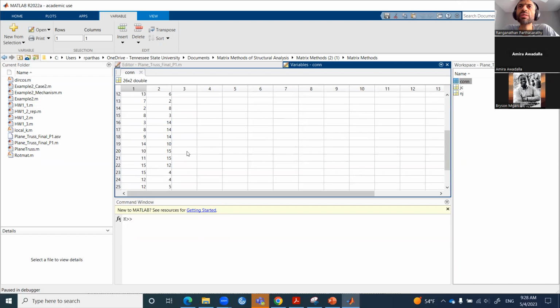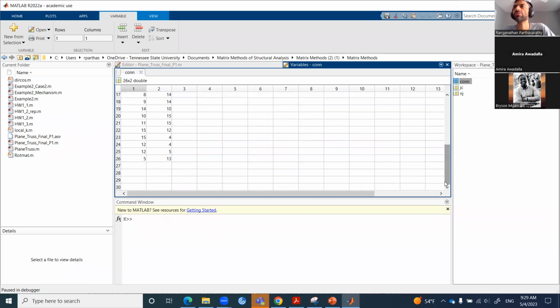Number 17, 8 and 14. Number 18, 9 and 14. Number 19, 14 and 10. Number 20, 10 and 15. Number 21, 11 and 15. Number 22, 15 and 12. Number 23, 15 and 4. Number 24, 12 and 4. 25 is 12 and 5. 26 is 5 and 13.